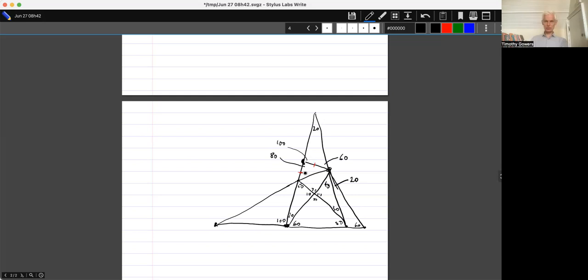Twenty, 60, 100. Any conceivable reason that I get another 20, 60, 100 thing with this there? Doesn't look like it. Doesn't seem to be involved in anything very much apart from that triangle.